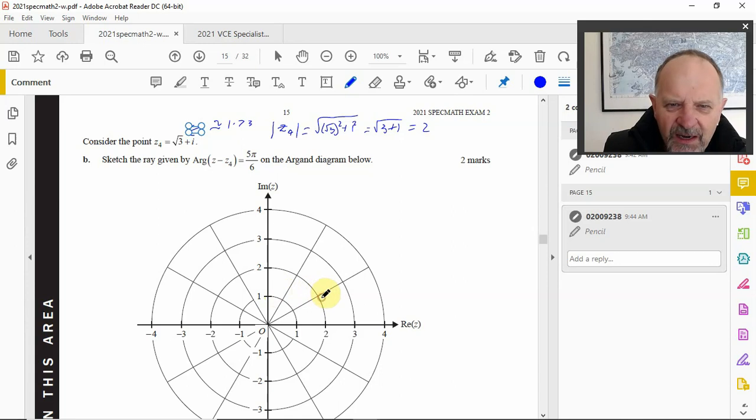Now, because it's a ray, and there's no definitive starting point, we need to put a circle there. And we now need to know where it goes. Well, we know it's 5 pi on 6, which is around over here somewhere.